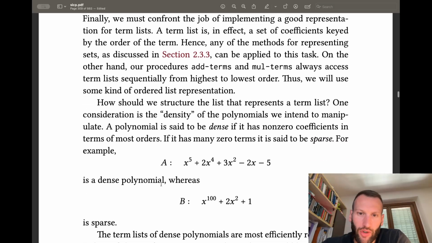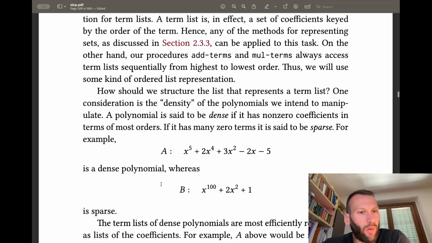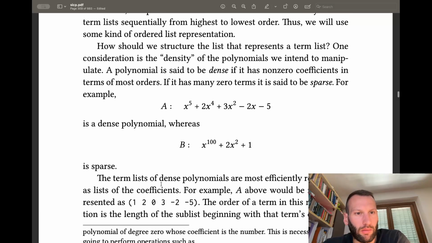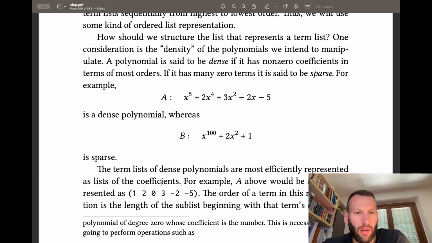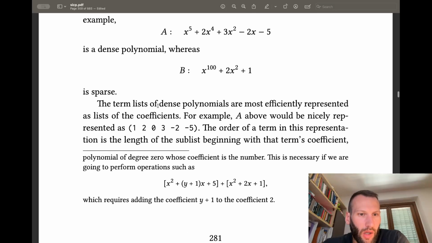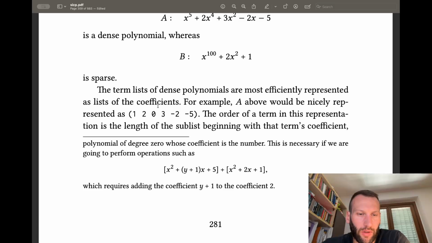How should we structure the list that represents a term list? One consideration is the density of the polynomials we intend to manipulate. A polynomial is said to be dense if it has non-zero coefficients in terms of most orders. If it has many zero terms, it is said to be sparse. Okay? The term lists of dense polynomials are most efficiently represented as a list of the coefficients.